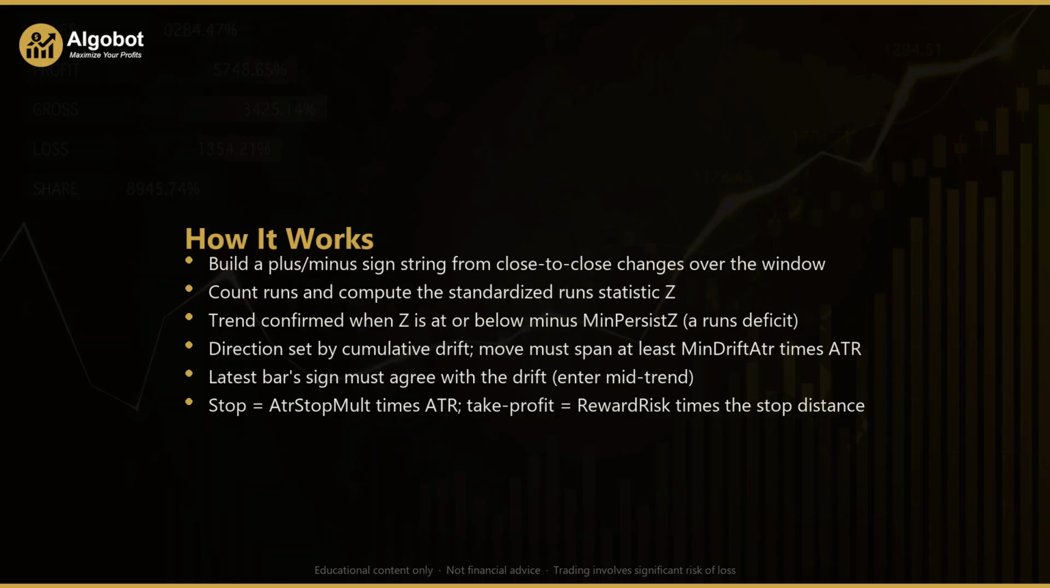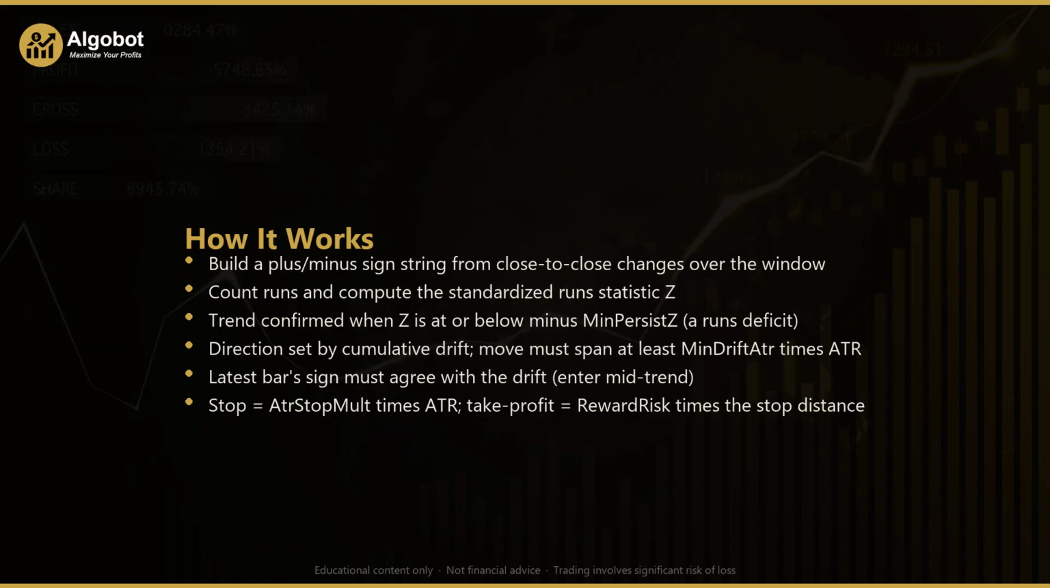If the window happens to be entirely one direction, that's maximum persistence, so the code short-circuits it to a strongly negative value. The key gate comes next. The strategy only considers a trade when this Z-score sits at or below negative MinPersistZ, a default of 1.4. That condition means the run's deficit is statistically meaningful, so persistence, or memory, is genuinely present rather than a coincidence. If the score is above that threshold, the EA stands aside.